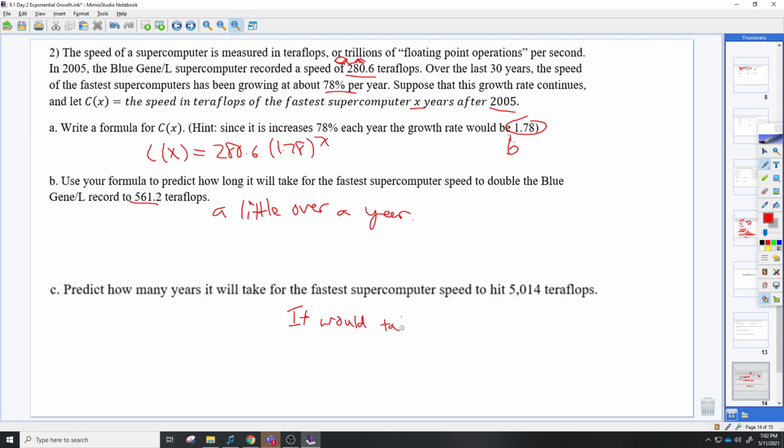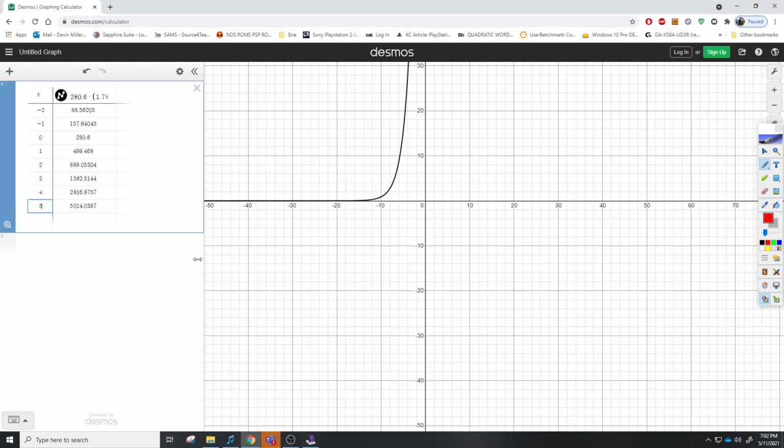So most of these answers you can get after you have the formula up here in part A. You can get the rest of it by using the table, either in Desmos or you can use the calculator at school. It would take about 5 years. And the way I do that in Desmos, if you want to see here, I'm just hitting enter and it gives you the next number. Or you could type in your own number if you wanted to see, like, 15 or something. It's going to be a really big number.